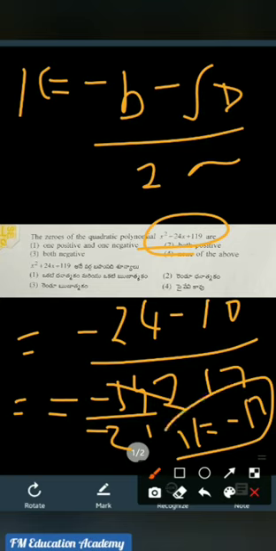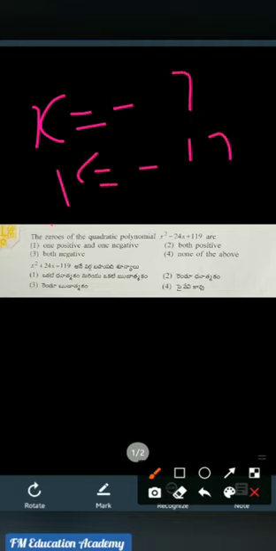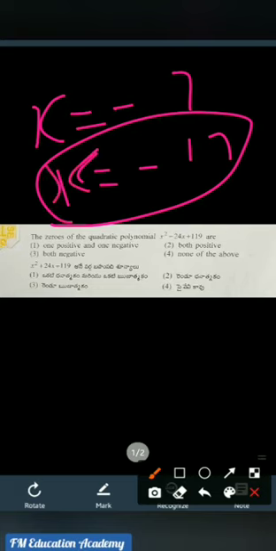So we are getting one root as minus 7, another root we got as minus 17. So here we can see both the roots are negative. Okay, so option 3. Moving on to the next question.